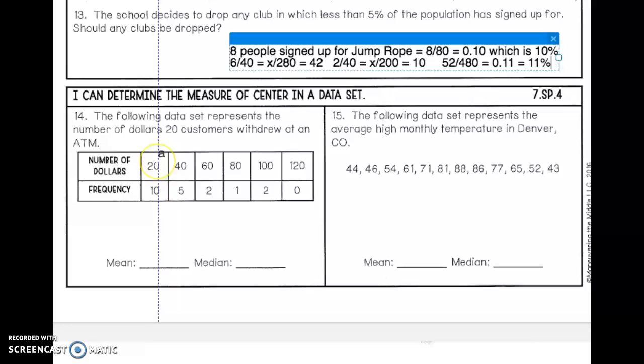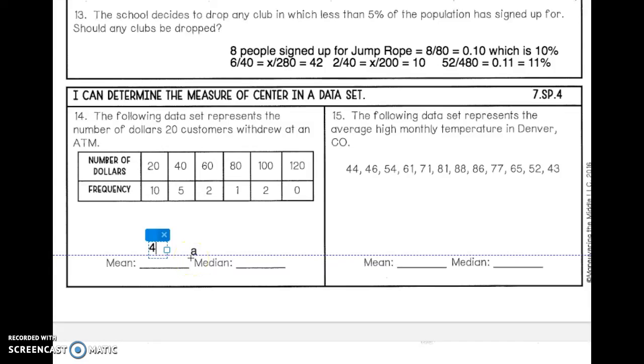So basically you would need to take 20 times 10, which would be 200. You could take 40 times 5, which would be 200. 60 times 2, which is 120. And you could take 80 times 1, which is 80. 100 times 2, which is 200. So in all, you're looking at 400, 520, 600, 800. So 800 divided by 20. So the mean withdrawal here is 40.